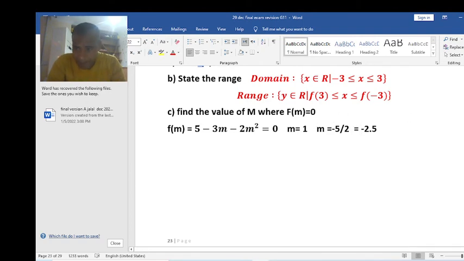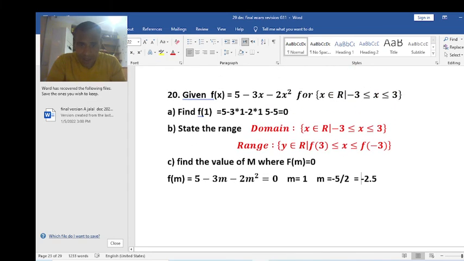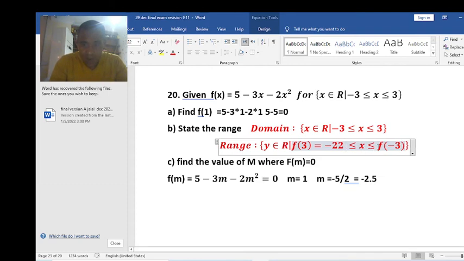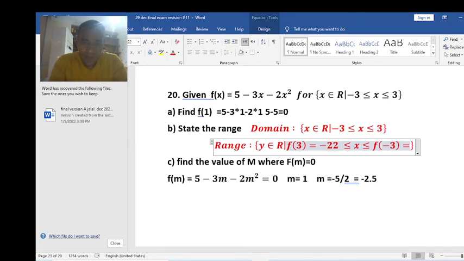Okay, then here you can discuss the value of f. I'll just calculate it here. For f of 3, it will be 5 minus 3 multiplied by 3, minus 2 multiplied by 9, which is negative 22. Then for f of negative 3, it will be 5 plus 15 minus 2 multiplied by 9, which gives 2.